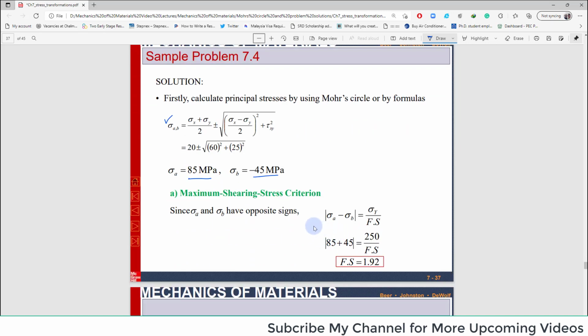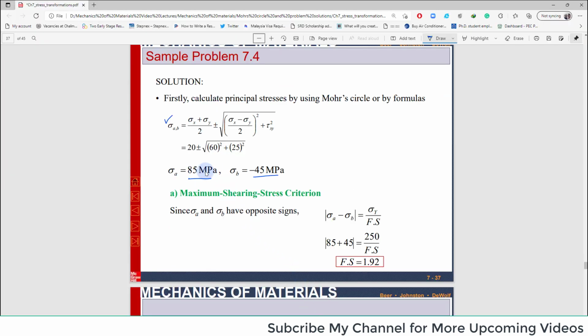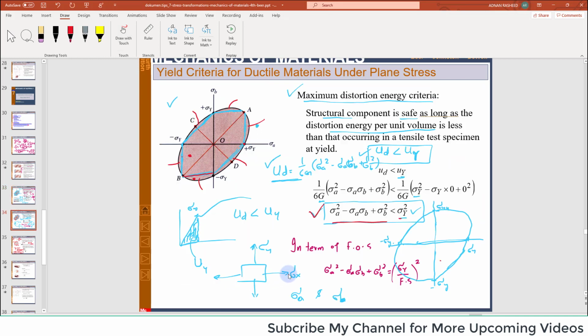Now for factor of safety, we have this criteria. You can see over here we have discussed factor of safety. Now you can see which criteria we will use. This is for when A is positive and B is 0, or both have the same sign. In this scenario, A and B have opposite signs, so definitely you will use this criteria. So you will use this formula: mod of sigma A minus sigma B is less than sigma y over factor of safety.